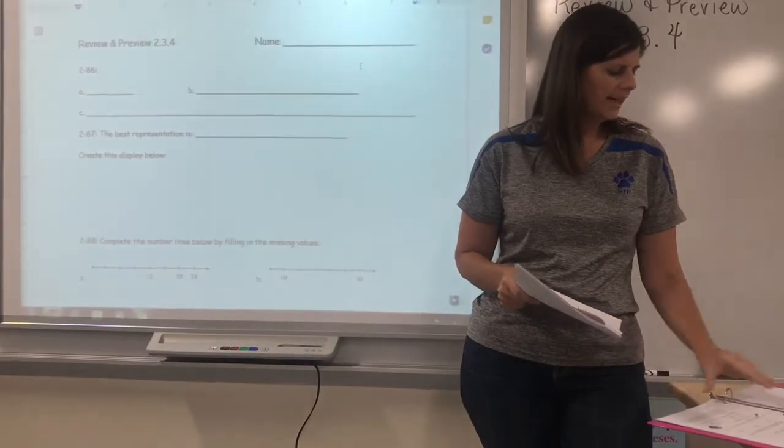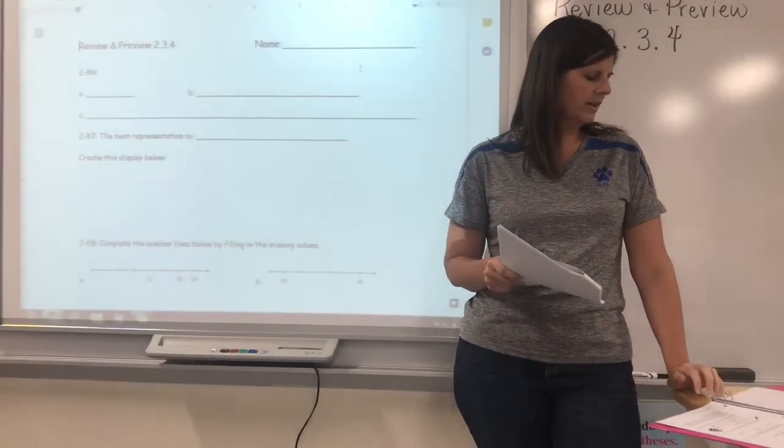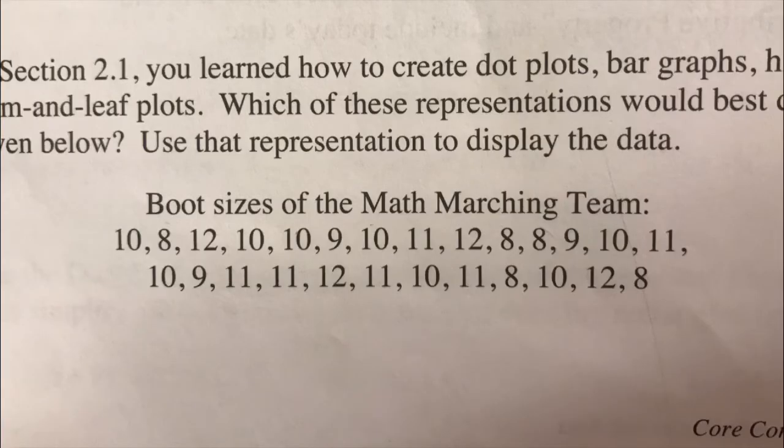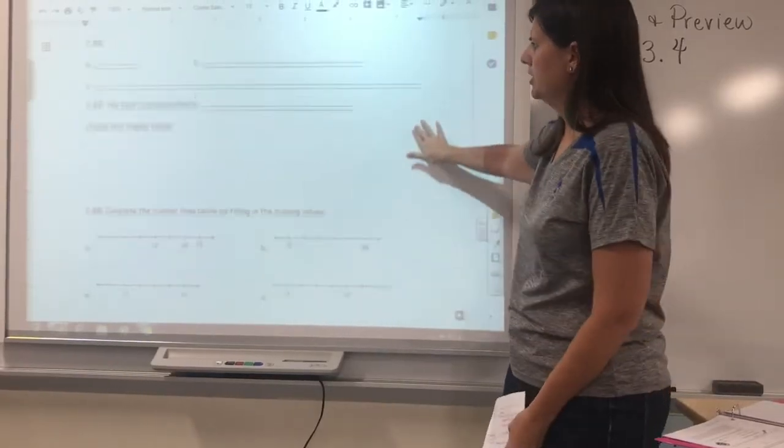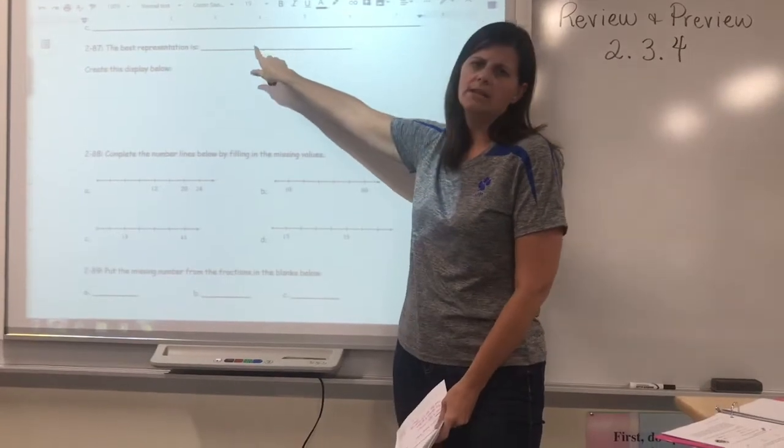For question 87, they're showing us a group of numbers and it asks you which would be best: dot plots, bar graphs, histograms, or stem and leaf plots. Hopefully if you notice the data, you're going to see that it does not have a terribly big range. It ranges from 8 to 12. We have several values that duplicate, several that are repeating. So because of that, a dot plot is going to be your best choice. So for your answer sheet on this blank right here, we would write dot plot.